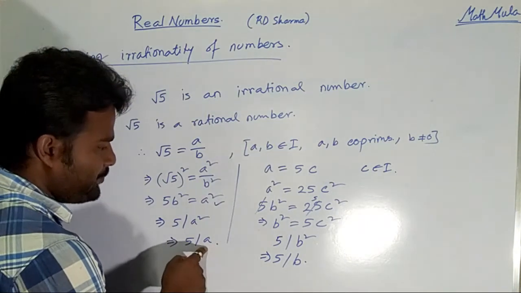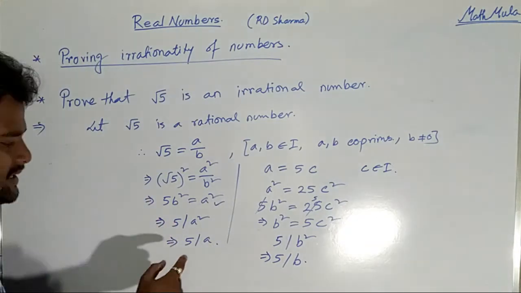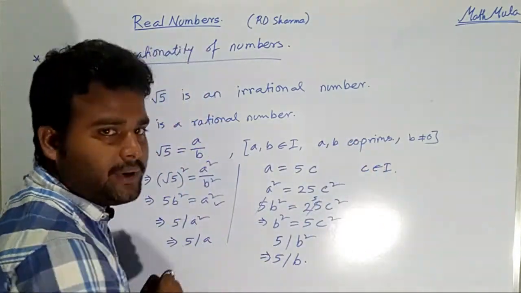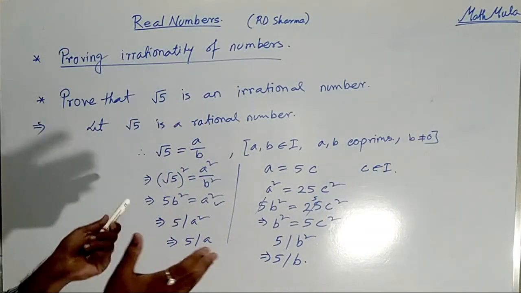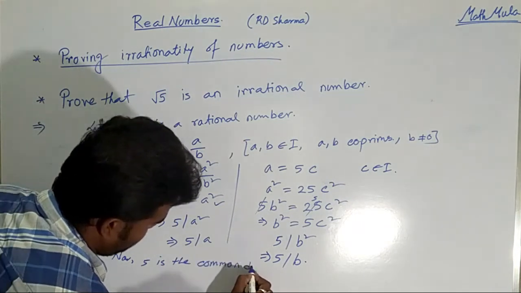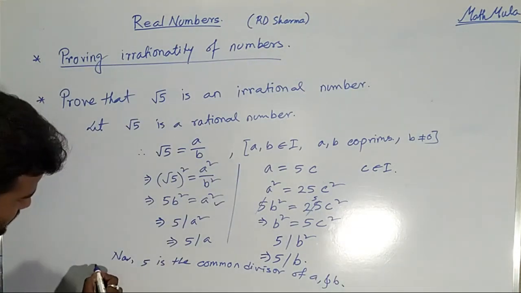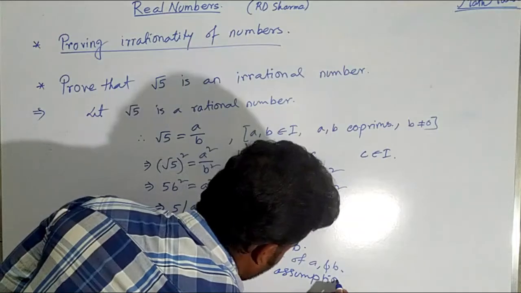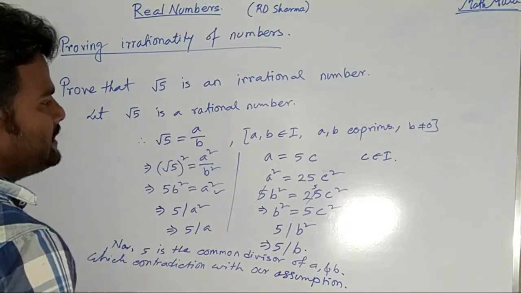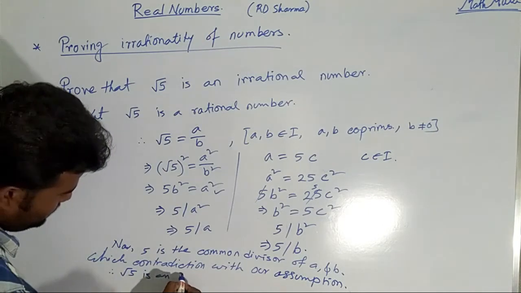5 divides a. Again 5 divides b. That means 5 is a common divisor of a and b. That means a and b are not coprime numbers. That means our assumption is wrong. Now 5 is a common divisor of a and b, which is a contradiction with our assumption. Therefore, root 5 is not a rational number. That means root 5 is an irrational number. Therefore, root 5 is an irrational number. Proved.